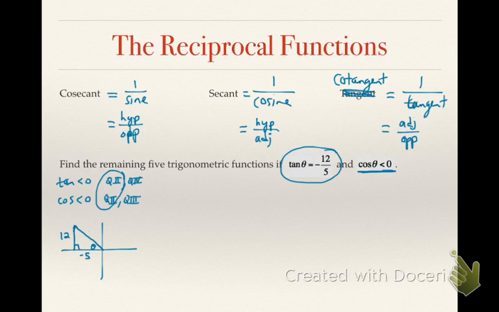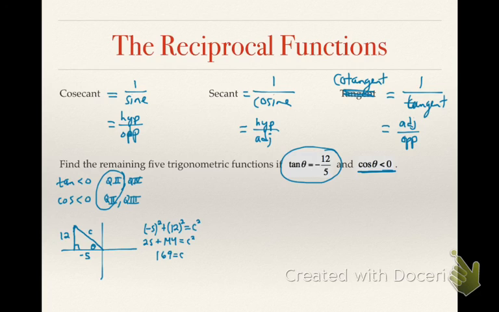But you have to find out what the hypotenuse is going to be. I'm going to put a C there. We can use the Pythagorean theorem to do that. If I do negative 5 squared plus 12 squared is equal to C squared, you'll get that C squared is 169.